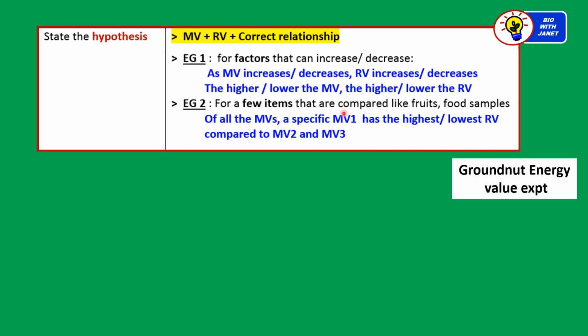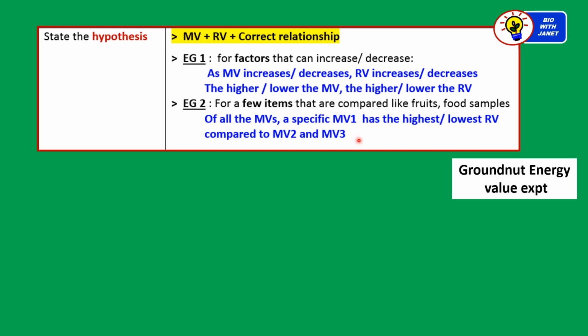decrease, okay? But there are some types of experiments that involve a few items that can be compared, like fruits and food samples, that we cannot say it increases or decreases. Okay, so we use another format. This goes for two types of experiments. One is the energy value of different food samples, and the second one is the concentration of vitamin C in various types of fruits. Okay, they will use the second format. Of all the MVs, a specific MV1 has the highest or lowest RV compared to another two MVs, like MV2 and MV3.